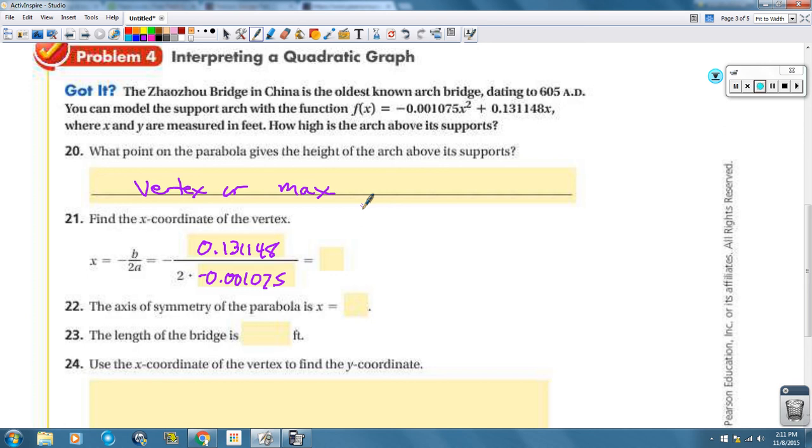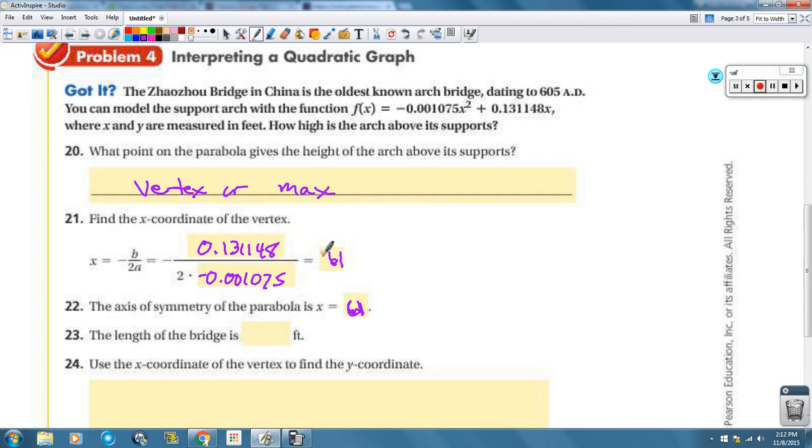Sorry, the calculator didn't click for me. 0.131148 divided by 2 times 0.001075. I already noticed that there's a negative out in front of it and then a negative in the bottom, so negative over negative is a positive. That's why you don't hear me mention those, okay? So axis of symmetry, we're going to say this is about 61. It's 60.9990, so we're just going to say 61. Okay, so I know the axis of symmetry is x equals 61. Then I'm going to take this 61, put it into this equation, and find out what y is, which is the height of the bridge.